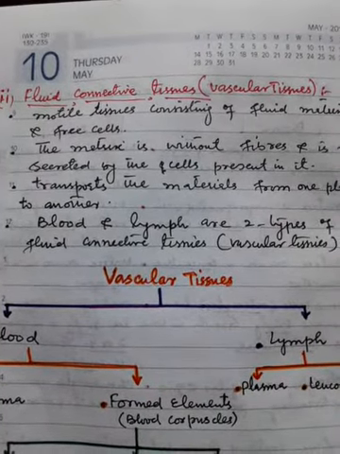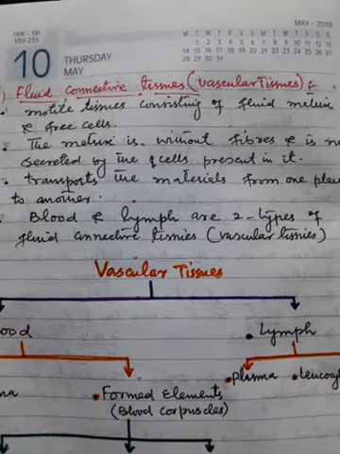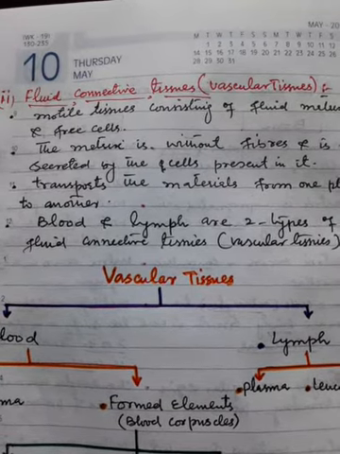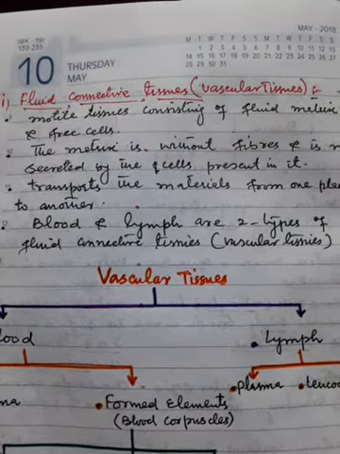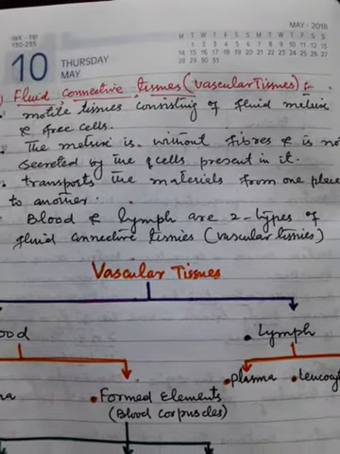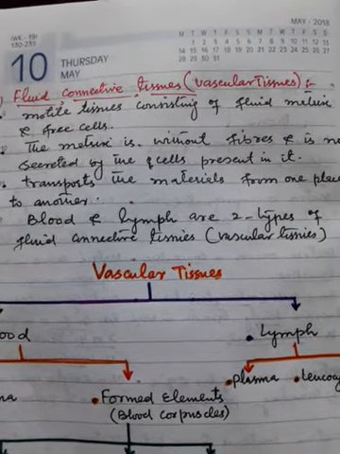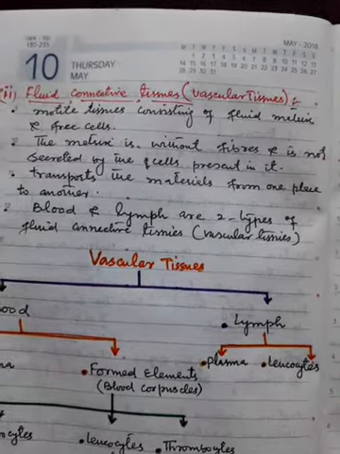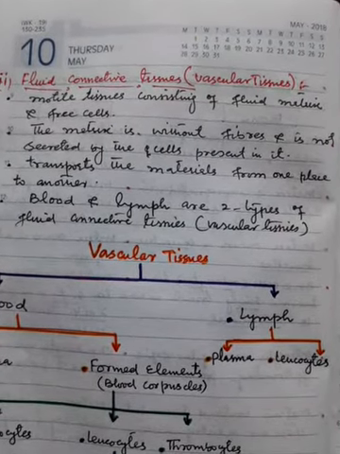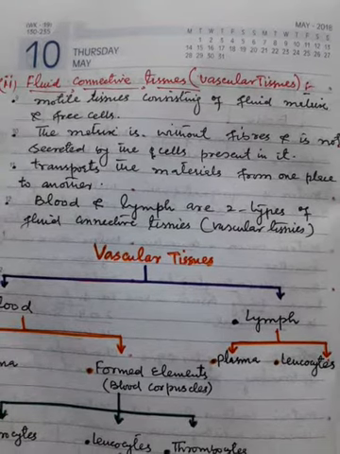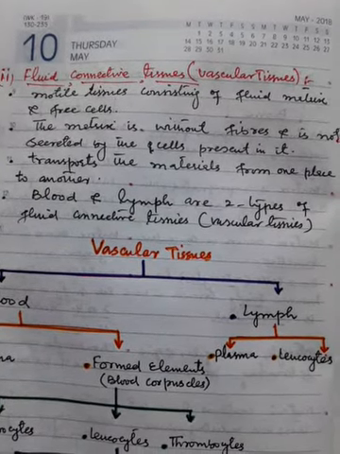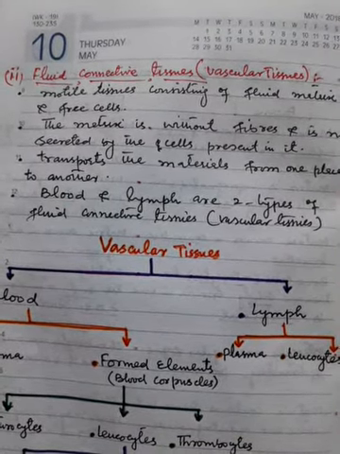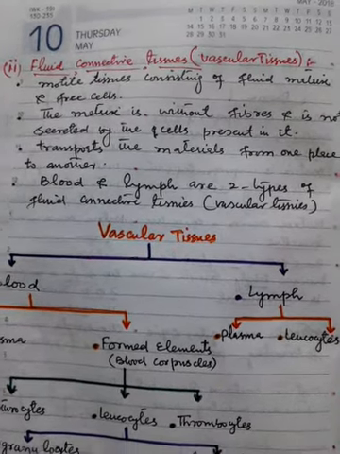Now we have fluid connective tissue, which is also called vascular tissue. Fluid connective tissues are the motile tissues consisting of fluid matrix and free cells. The matrix is without fibers and is not secreted by the cells present in it. Fluid connective tissues or vascular tissues transport materials from one place to another. Blood and lymph are two types of fluid connective tissues or vascular tissues.